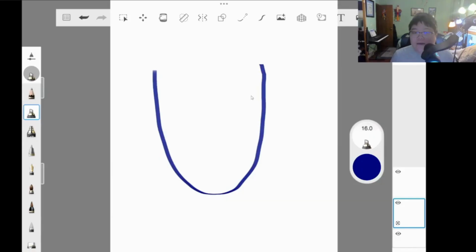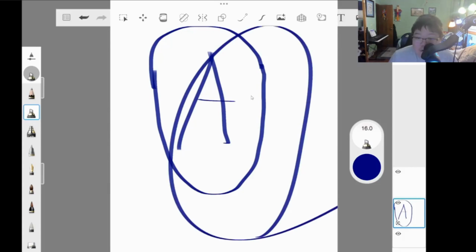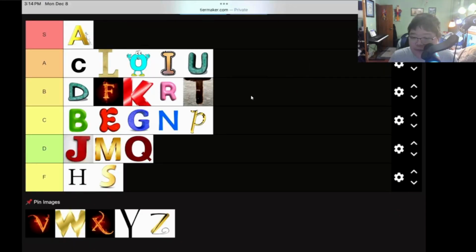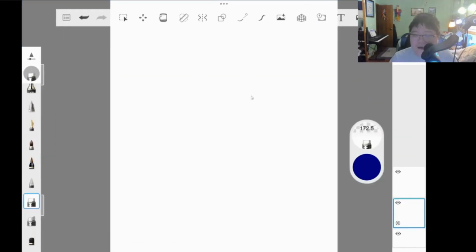So, you can make like an oval, right? And put an A in there. I don't know if ovals are gonna be... I mean, you could have like an elongated ellipse kind of thing going on. So I think it goes in A.